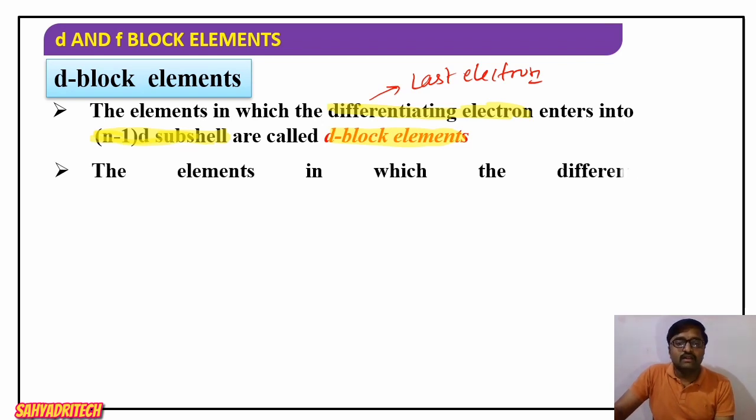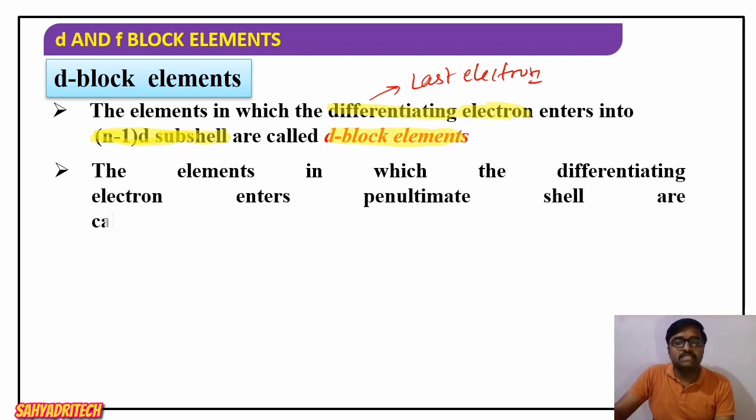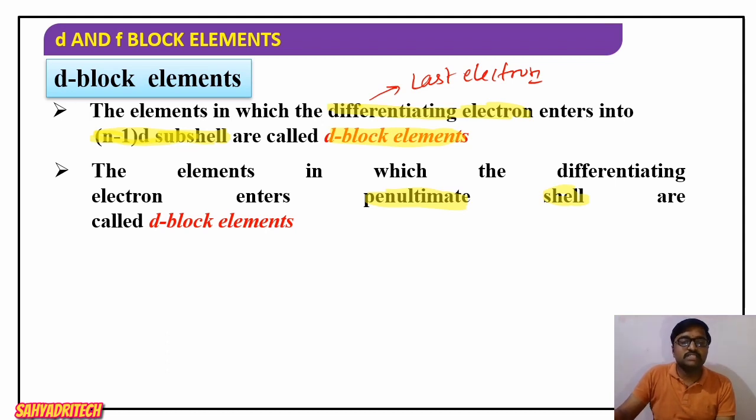Well, another way to define it: the elements in which the differentiating electron enters into the penultimate shell are called d block elements. The penultimate shell is nothing but the last but one shell, or I can say the n minus 1th shell. The n minus 1th shell is called the penultimate shell.